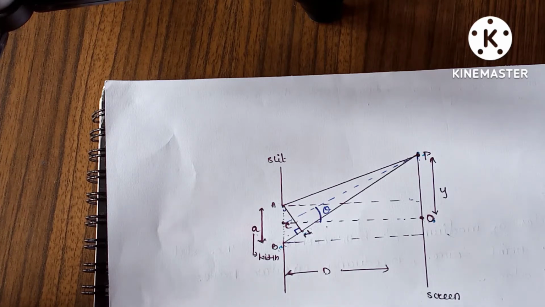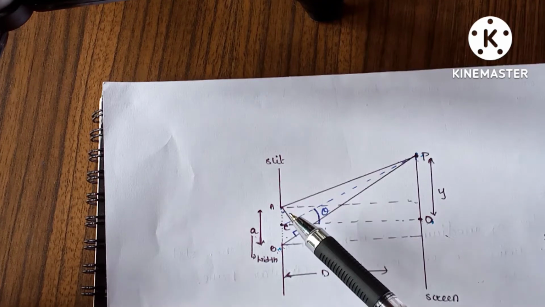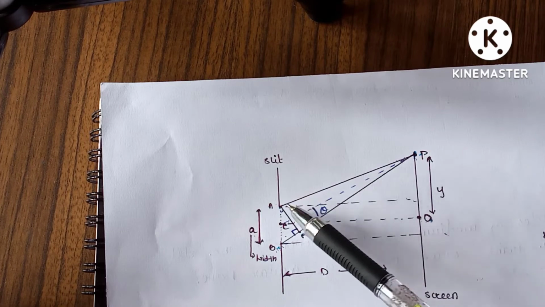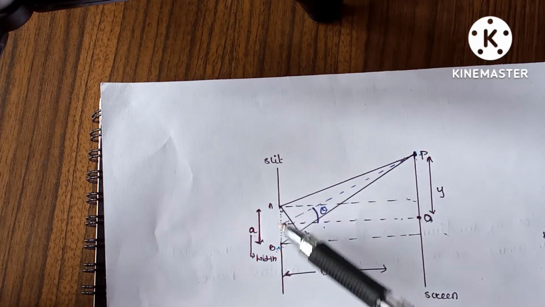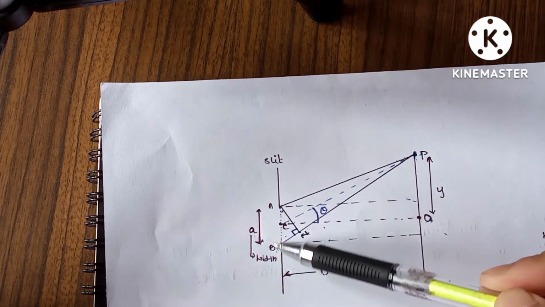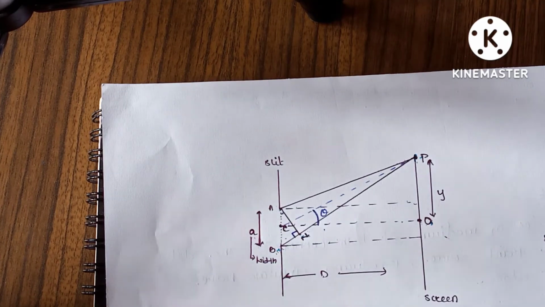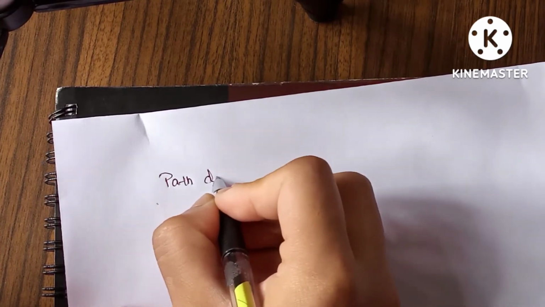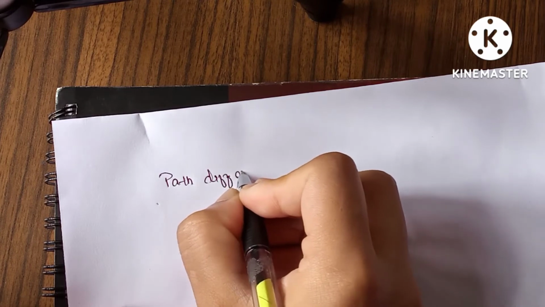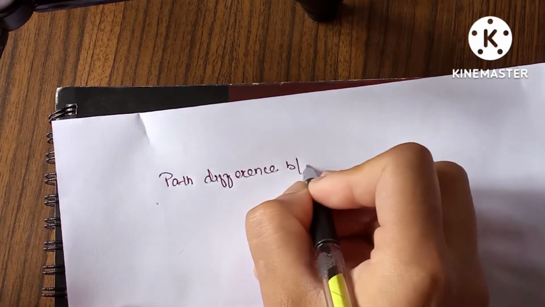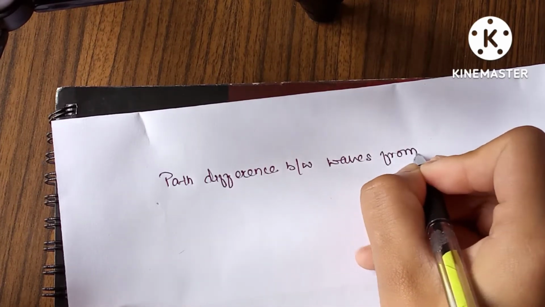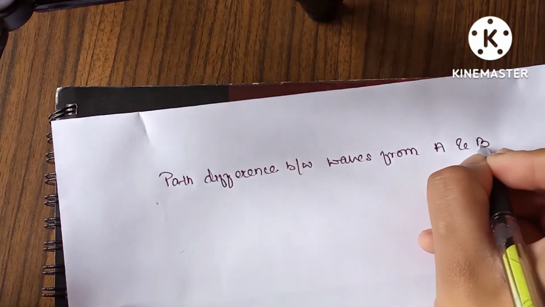As we know, the distance from the slit to the screen is denoted by D. So now we should find the path difference between the two waves from A and B. So here is the calculation. Now we are going to take out the path difference between waves from A and B.